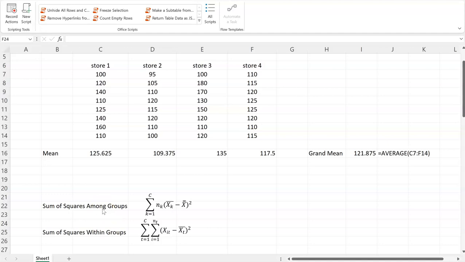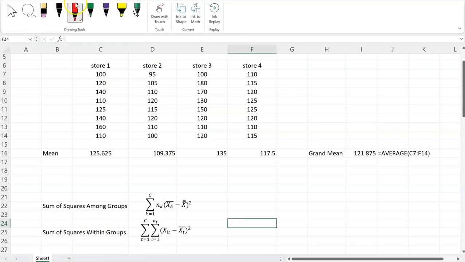So C here that we have on top, this number C is basically telling us the number of groups that we have. So C is going to be the number of groups. Here we have 4 groups since we have 4 stores. So in our case here, C equals 4.